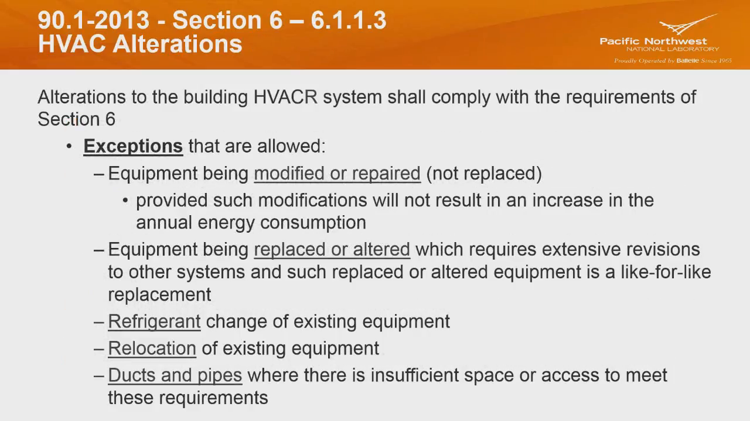So there are some exceptions in 90.1, and this gives you the little laundry list of the exceptions for mechanical systems. I won't touch on these too much. One example is refrigerant changing in existing equipment, that's exempt. Relocation of existing equipment doesn't mean you need to bring it up into full compliance and put a new system in. All you're doing is moving it. It's exempt.